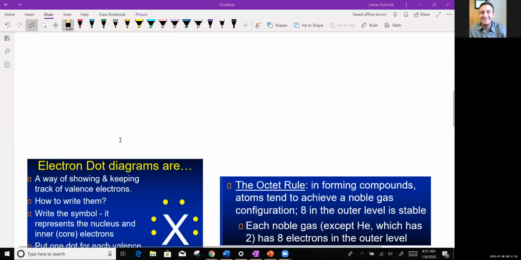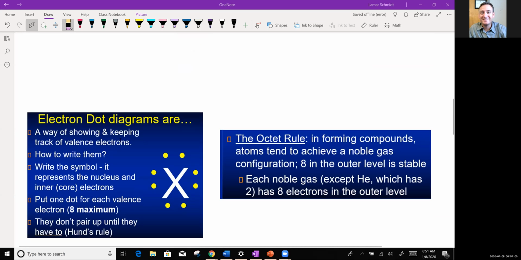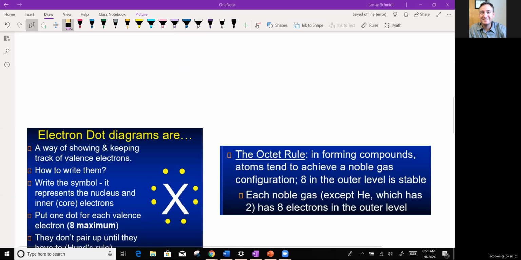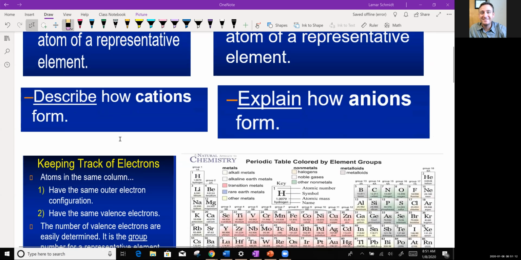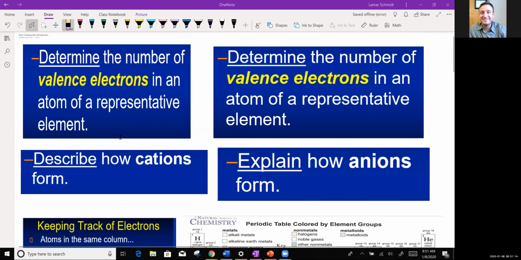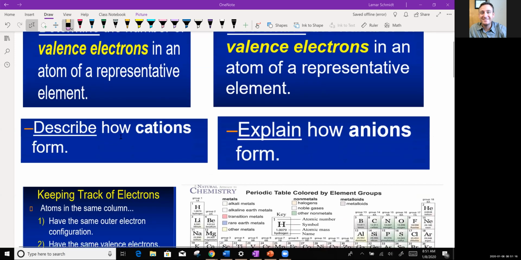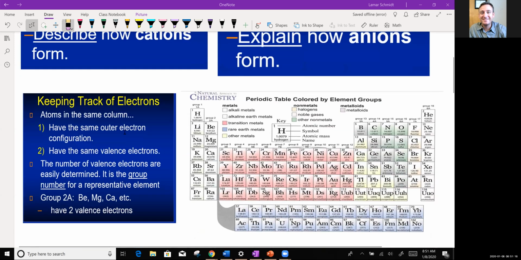So in order to show the number of valence electrons in the atom, let's get started on that. All right, so determining the number of valence electrons in an atom of a representative element.